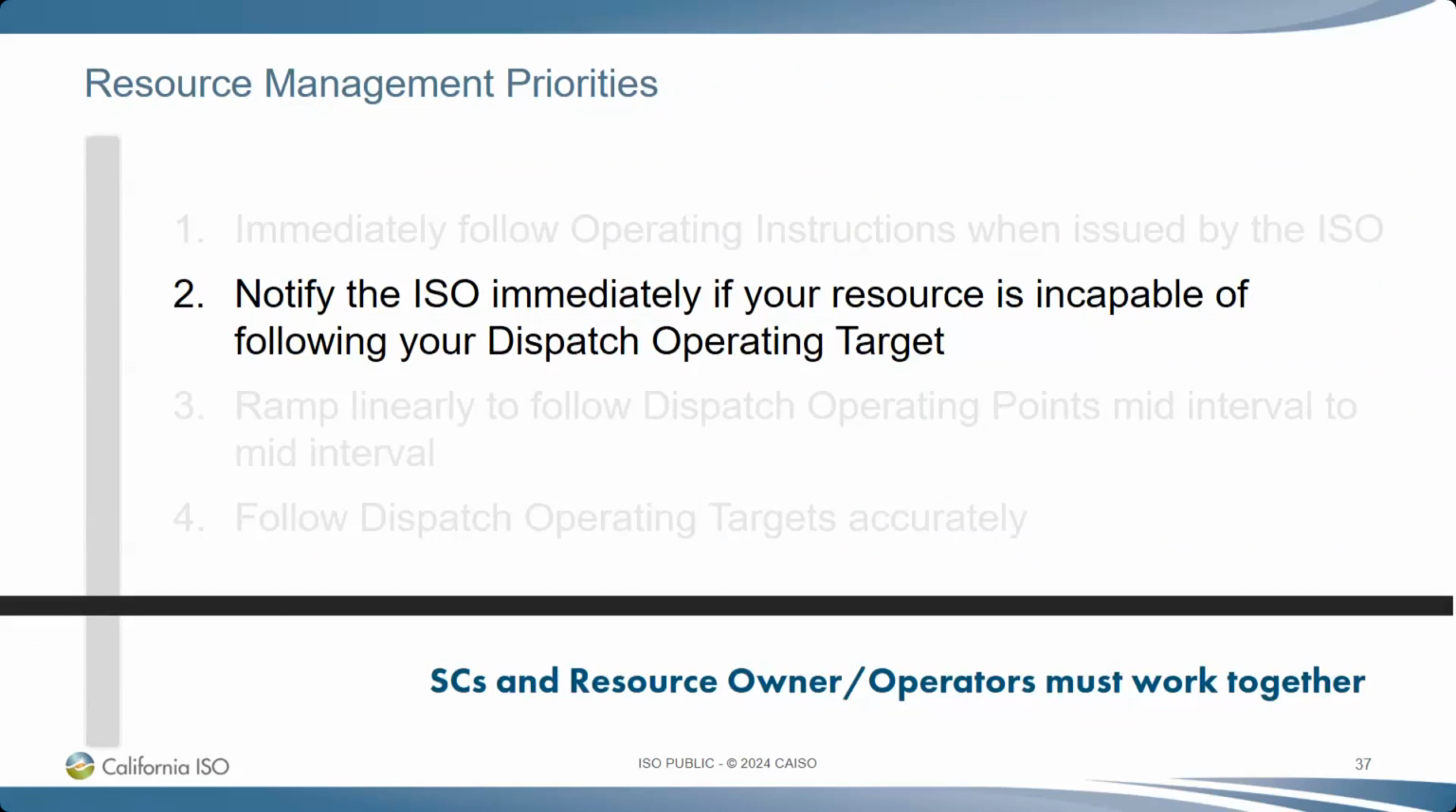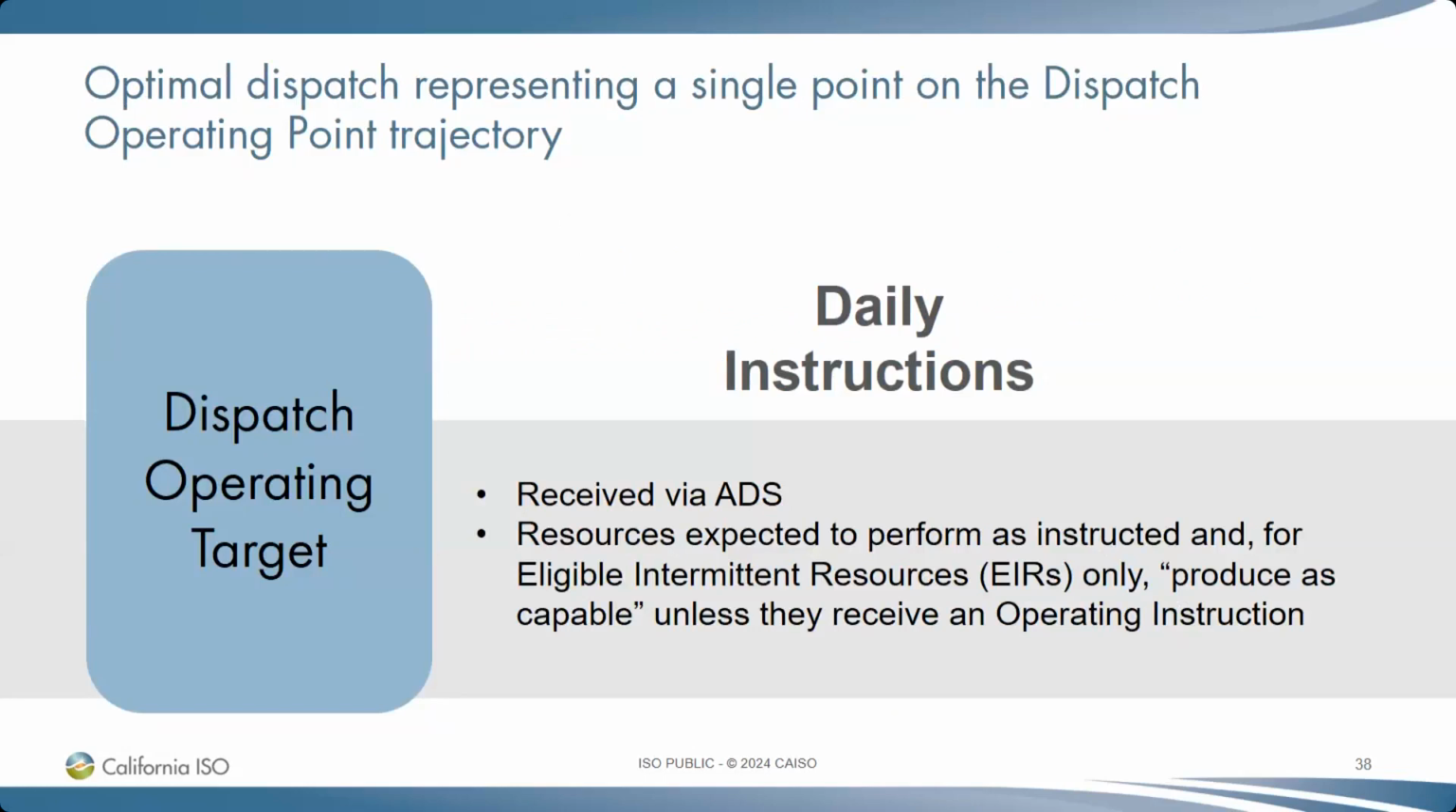What do you do if you're unable to follow your dispatch operating target? Maybe not able to follow the operating instruction. This would be the next in the priority of making sure that you are responding to let the operator know what your resource is capable of. As Drew was saying, it's outage cards that are going to be informing them. So that's a good way of responding to that.